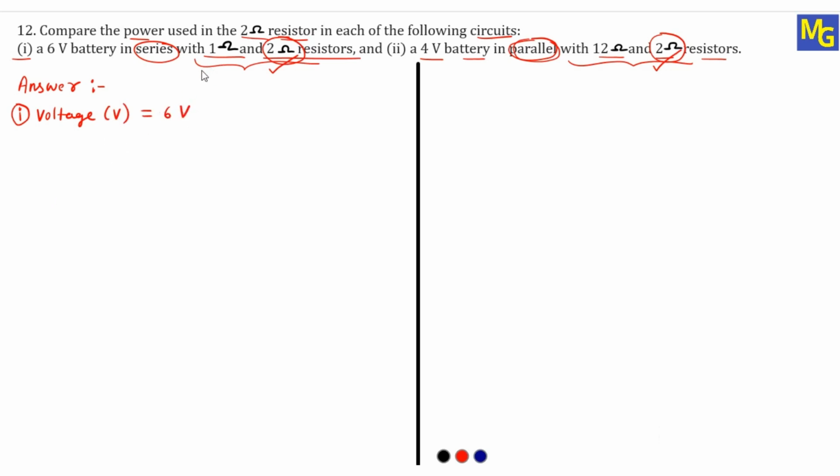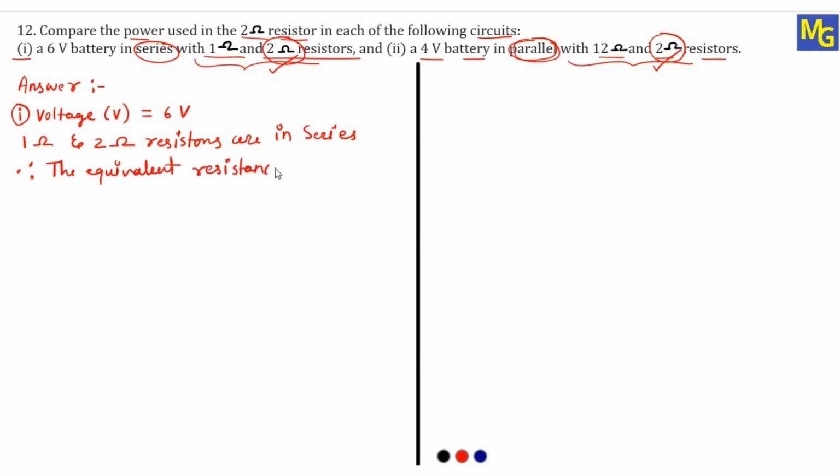Now you can see here 1 ohm and 2 ohm resistors are connected in series. And whenever it is in series, we have to find out the equivalent resistance. So therefore I'll write here, 1 ohm and 2 ohm resistors are in series. Therefore, the equivalent resistance. In case of series, how to find out the equivalent resistance? You just have to add the resistances. So therefore, I'll do it here.